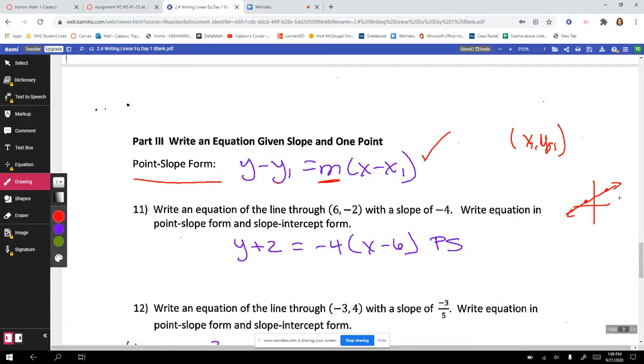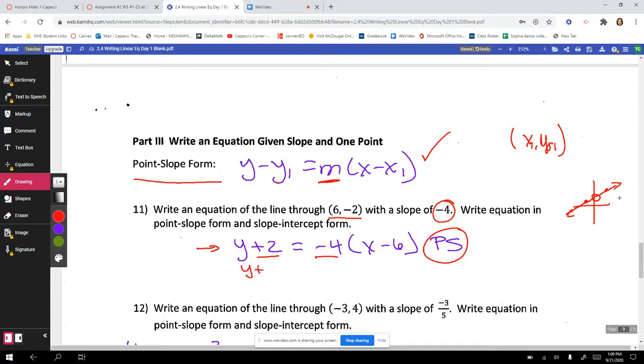I just don't know exactly where the y-intercept is. This could be at a weird spot, and I wouldn't know that. My graphing, if I did it by hand, is going to be off a little bit. So we use point slope form. There's my point, 6, -2, and then my slope is -4. So I substituted in: y minus -2 gives me y plus 2 is equal to, there's my slope, -4, times x minus 6. PS stands for point slope form.